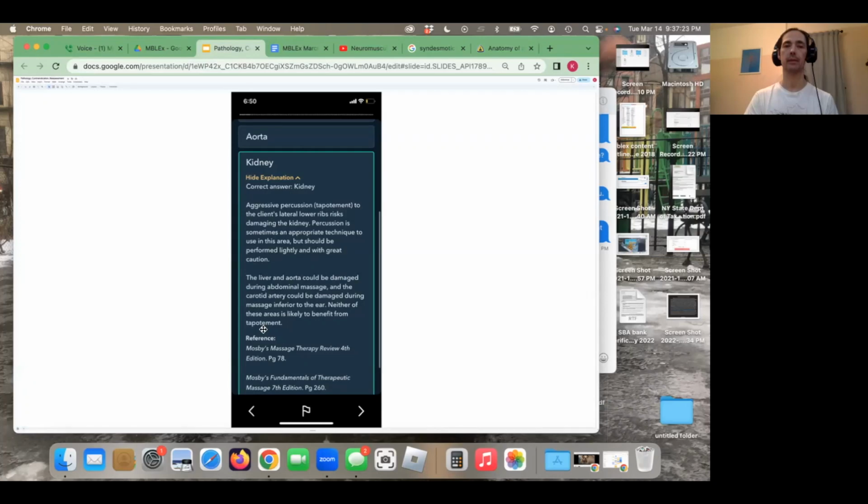Relative to the abdomen, they're nowhere near there. It's not an area where you would do tapotement. Okay, so tapotement is not on the abdomen, but on the back, is what it's saying. You will do the tapotement on the back. You won't do it by where the liver is.